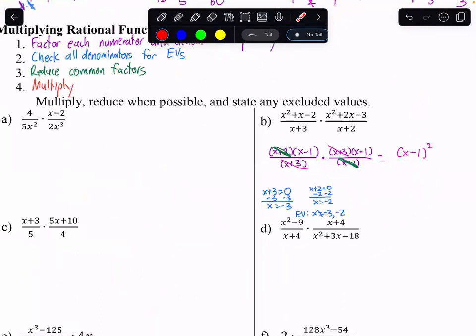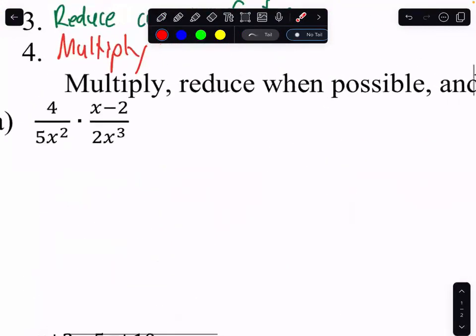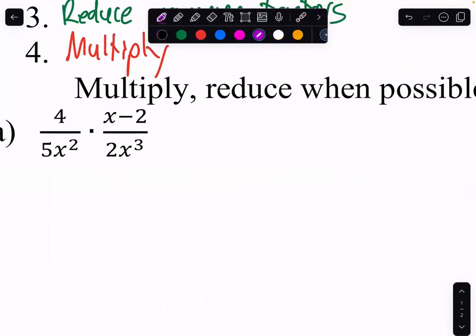Let's go back to letter A now. This one, again, factor if possible. This is a monomial, right? This is a binomial, but it's already 1x to the first power. And these are both monomials. So I won't do anything for now.